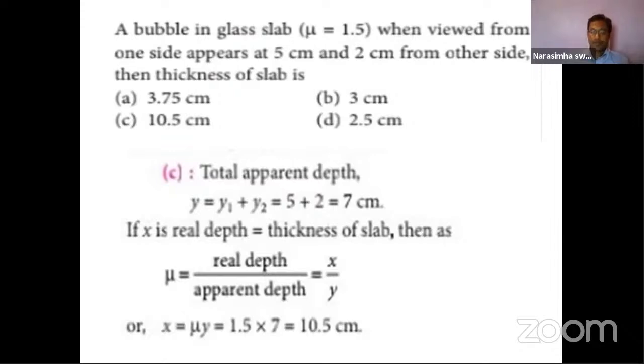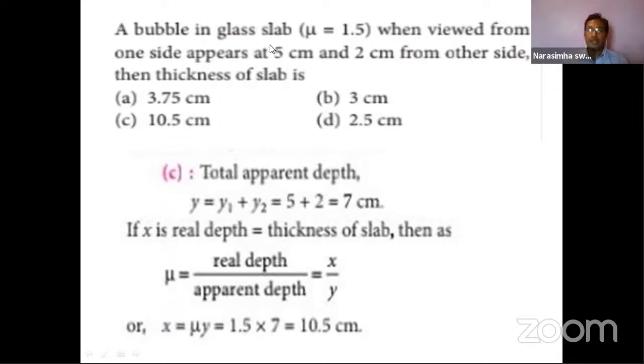Then we have a formula. Mu is equal to real depth by apparent depth. So one side we got 7 centimeters, and we need to calculate the x value, and the mu value is already given in the problem, 1.5. I hope you understood that mu is equal to real depth by apparent depth. Here the apparent depth from one side is 5, the other side is 2.